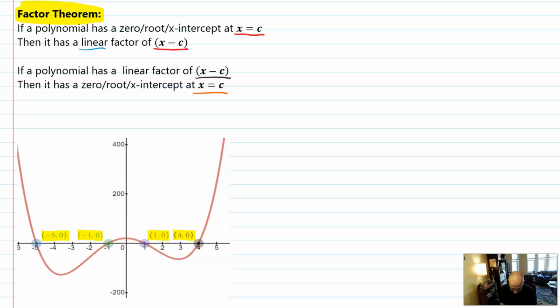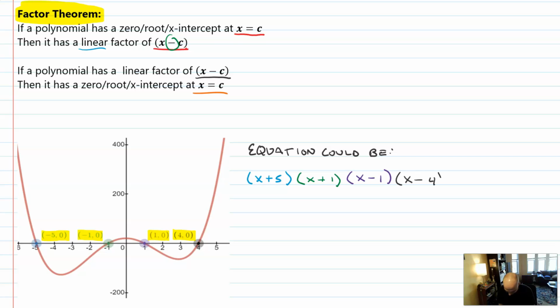But then I could use the factor theorem to say that an equation for this could be, and I could just go through the zeros. So the 0 at -5 would have a factor of x plus 5. The 0 at -1 would have a factor of x plus 1. I'm changing the sign because we have this minus c. The 0 at 1 would have a factor of x minus 1. And the 0 at 4 would have a factor of x minus 4. And I've color-coded those factors to match with their matching zeros.